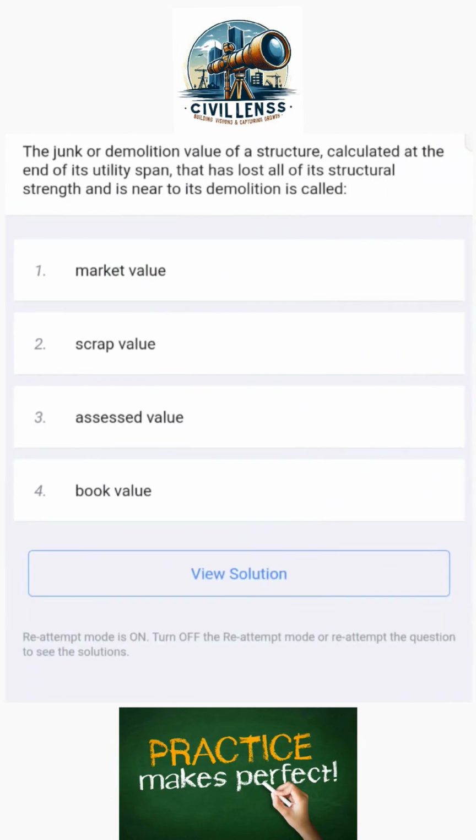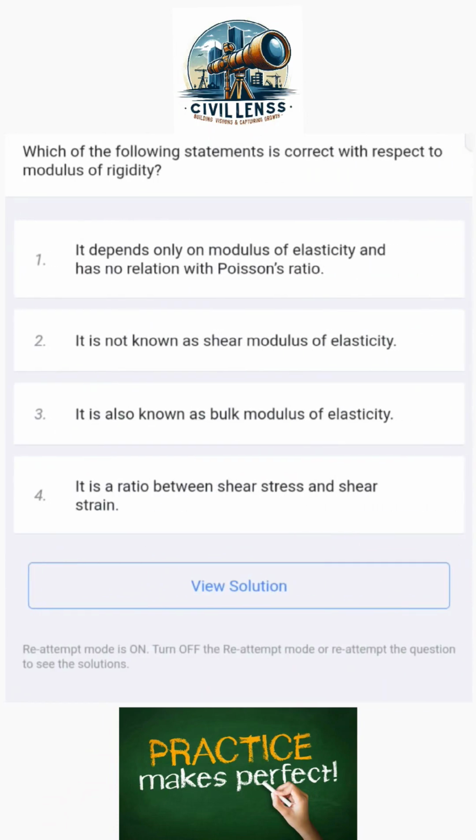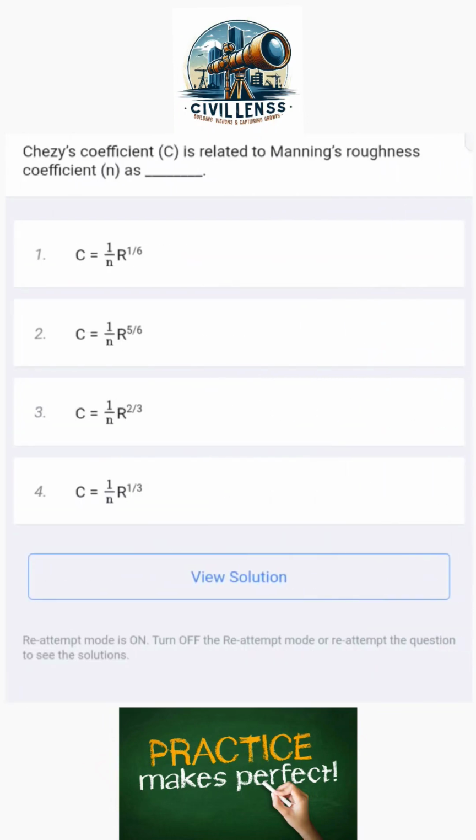The junk or demolition value of a structure calculated at the end of utility span, that has lost all of its structural strength and is near to its demolition, is called scrap value. Which of the following statements is correct with respect to modulus of rigidity? Modulus of rigidity is shear stress by shear strain. Next, Chezy's constant is related to Manning's roughness coefficient. C is equal to 1 by n times R power 1 by 6.